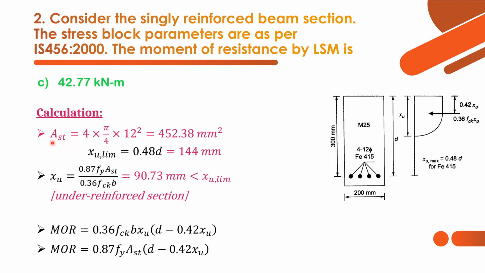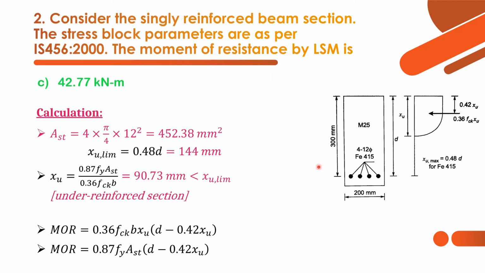Now let's see the calculations and the formula used. First we shall calculate the Ast, that is the area of steel reinforcement. So pi by 4 into d square into 4 numbers. That gives 452.38 mm square as the area of steel reinforcement. And we shall find the xu limit, that is the neutral axis for a balanced section. So xu limit is equal to 0.48d. This formula is also from IS 456 for Fe415. In case of Fe415 tension reinforcement, xu limit will be 0.48d. Here d is the effective depth, that is 300. So 300 into 0.48 is 144 mm.